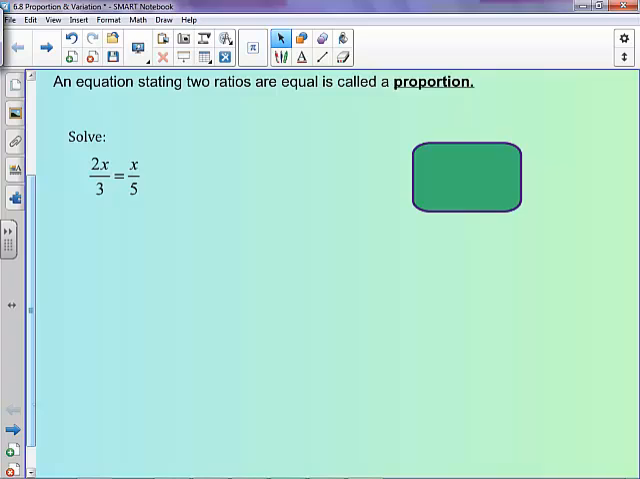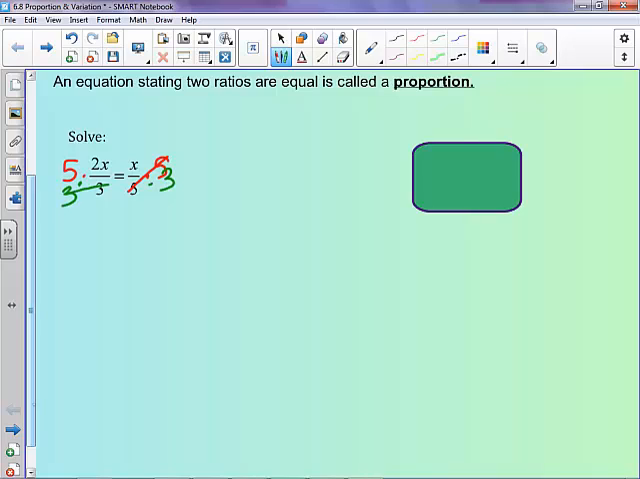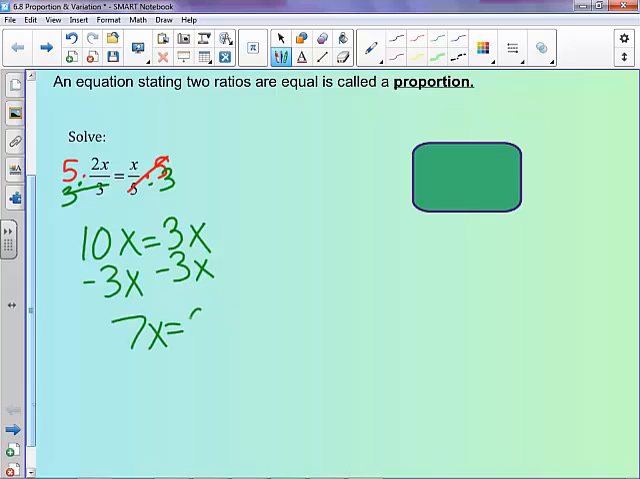And to solve these, notice that we could multiply both sides by 5. And now this would cancel out here. But we also want to get rid of this 3, so we can multiply both sides by 3. And then these 3's would cancel. And we're left with 10x equals 3x. Get our x's on the same side. And there we go.